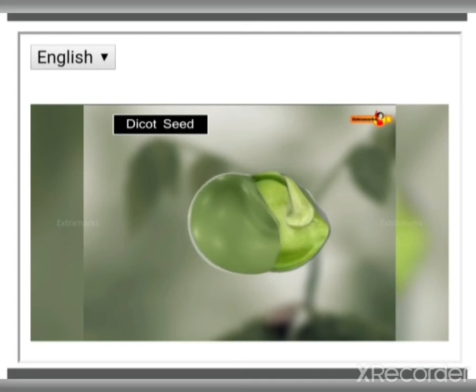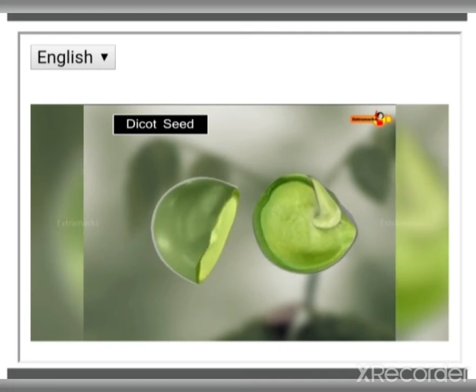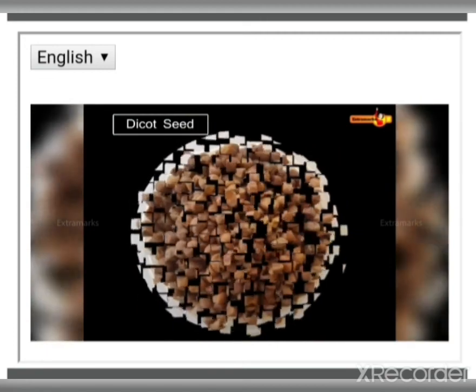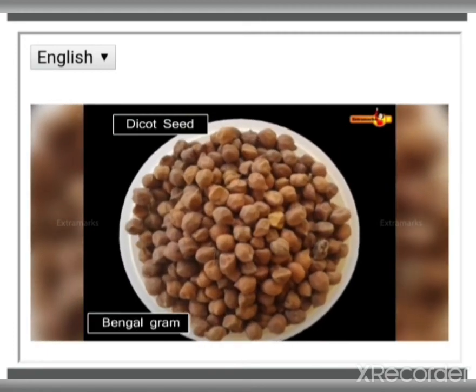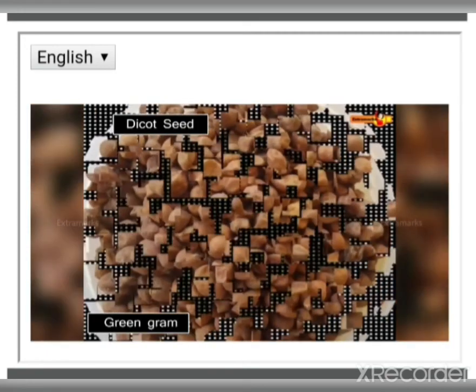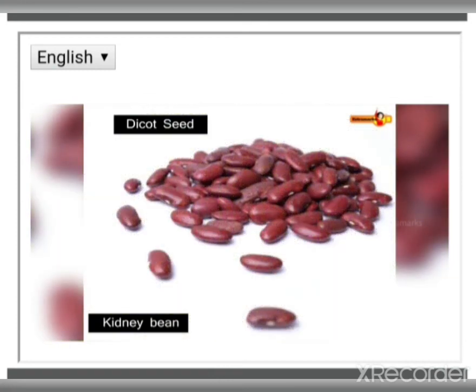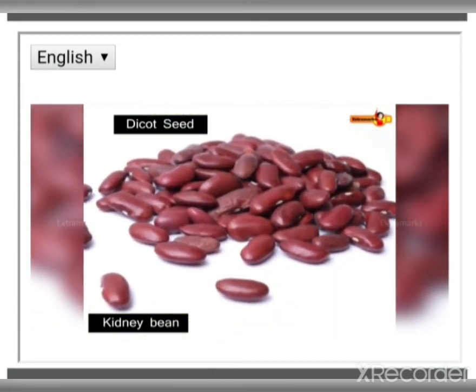Di means two. Thus, seeds having two cotyledons are called dicot seeds. Some examples of dicot seeds are Bengal gram, green gram, and kidney bean.